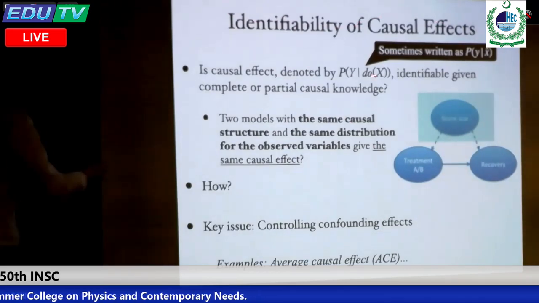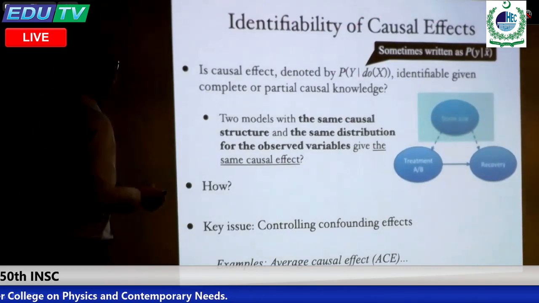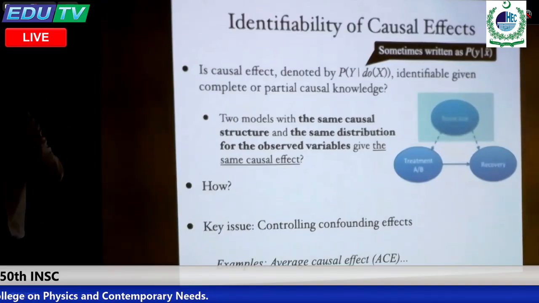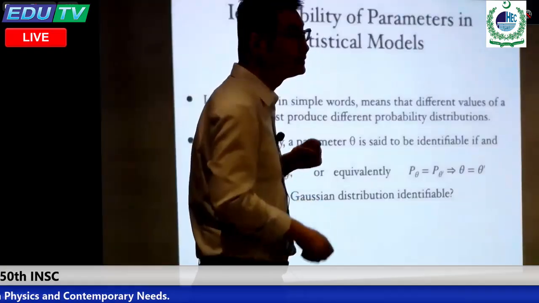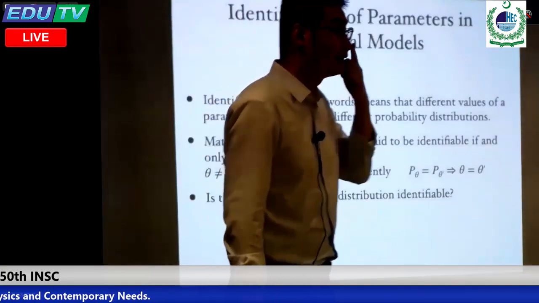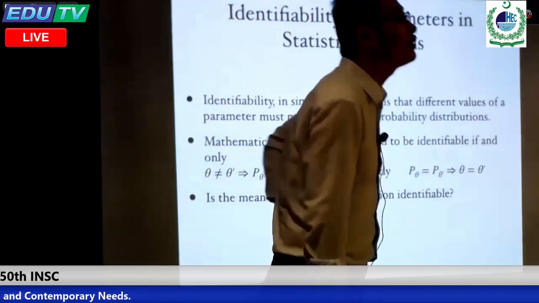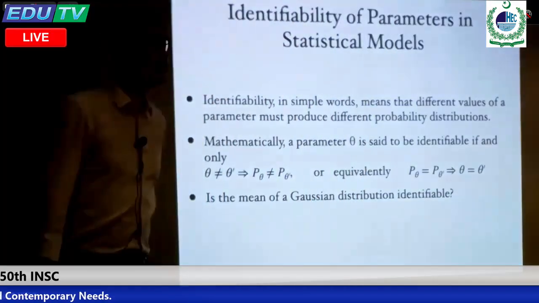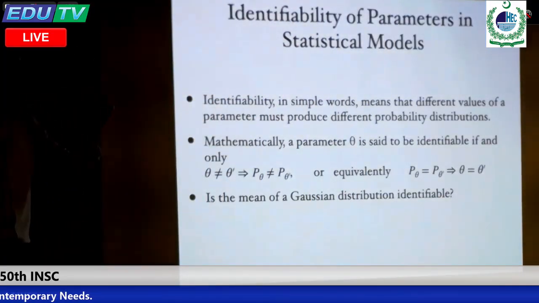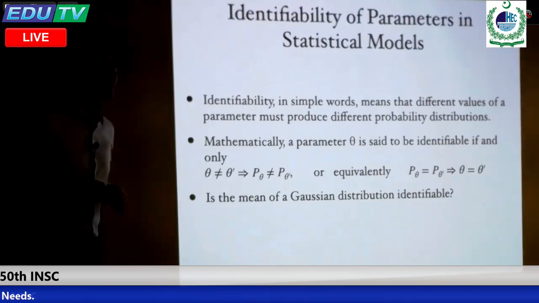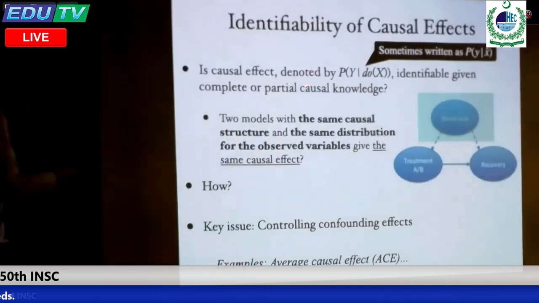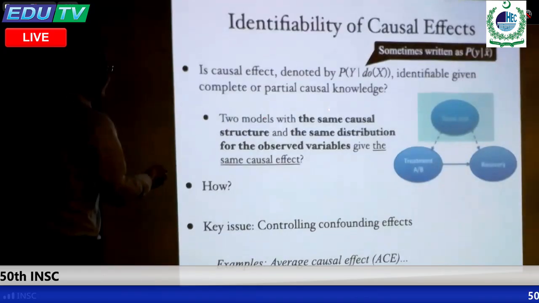So this is the causal effect. Now we make use of two things to solve the problem. Sorry, the mean of a Gaussian distribution is identifiable because different values of the mean will correspond to different distributions. Right? That's why it's identifiable. So this is the causal effect, and then we try to give the definition as follows.